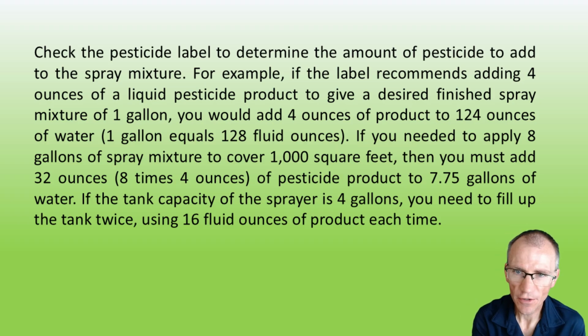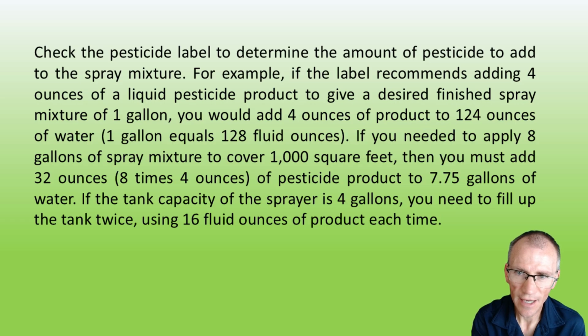I want you to understand one thing further on this slide before we talk about it a little more. We're talking about the area that says, for example, if the label recommends adding 4 ounces of a liquid pesticide product to give you a desired finished spray mixture of 1 gallon, you would add 4 ounces of product to 124 ounces of water. Just keep in mind, what we're looking for on this label is a desired finished spray mixture.